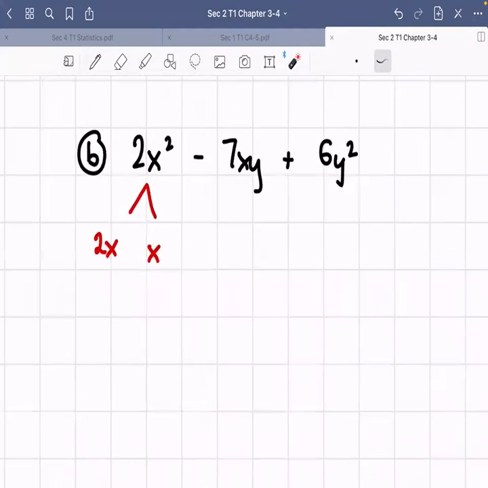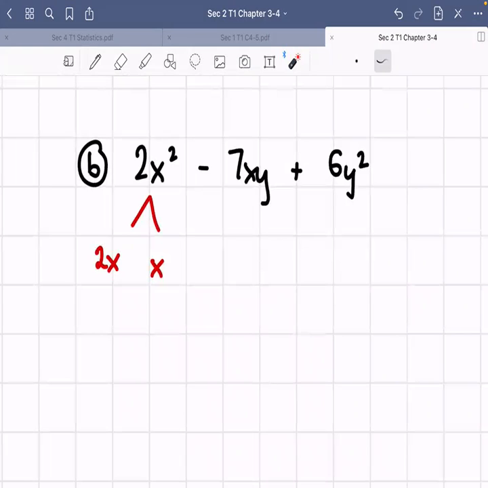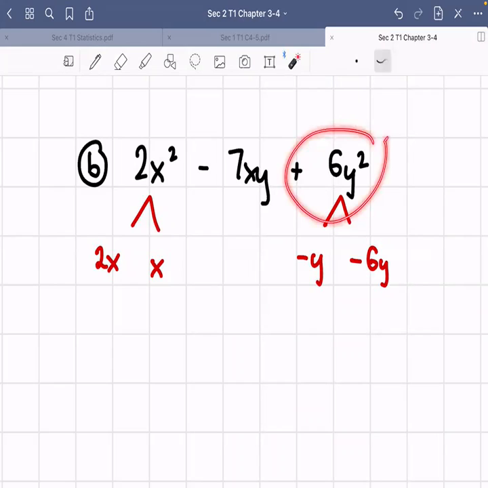Okay, so let's have 6y squared. So what are the factors of 6y squared? Negative 1 and negative 6, so negative y and negative 6y. Or negative 6 or negative y. You can say that. But take note, this is a positive answer. So positive, look class, positive and negative.